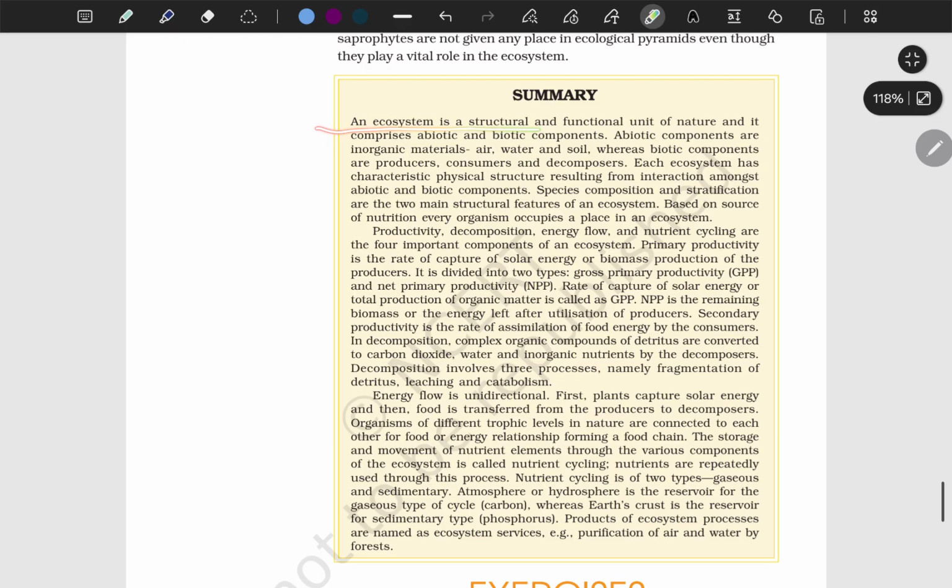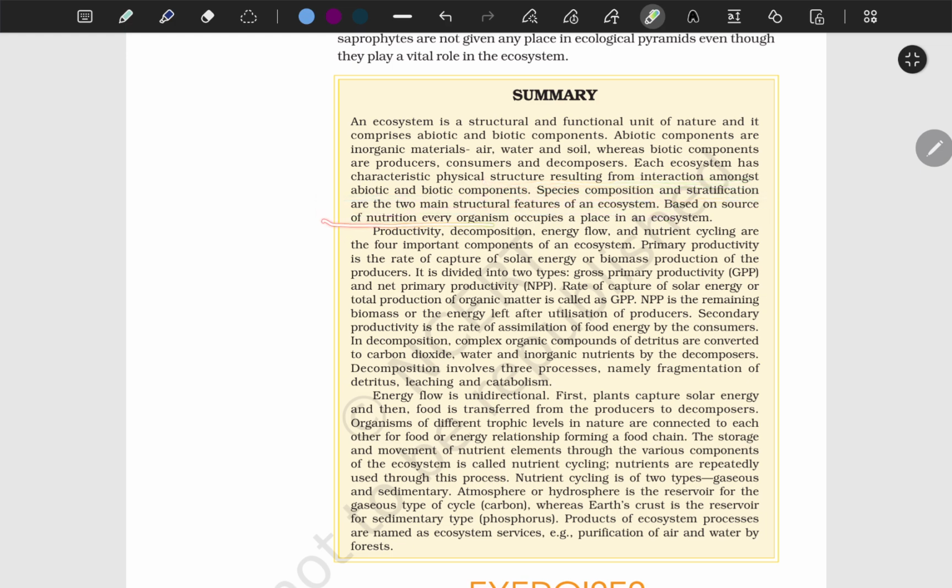An ecosystem is a structural and functional unit of nature, and it comprises abiotic and biotic components. Abiotic components are the inorganic materials, air, water and soil, whereas biotic components are the producers, consumers and the decomposers. Each ecosystem has a characteristic physical structure resulting from the interactions among the biotic and the abiotic components. Species composition and stratification are the two main structural features of an ecosystem.